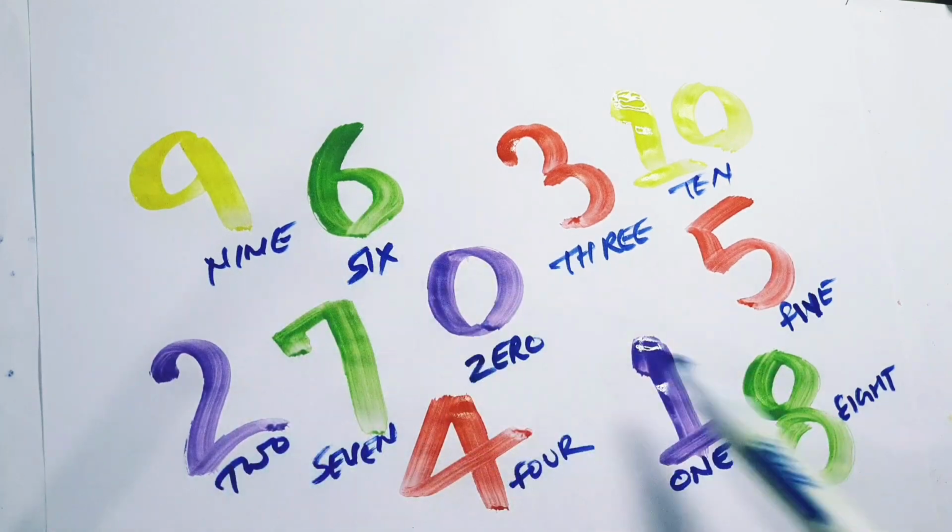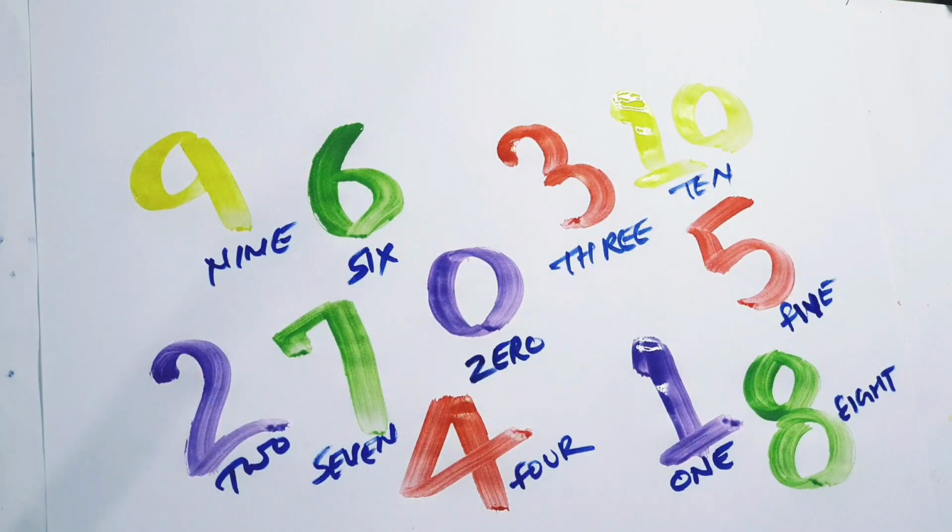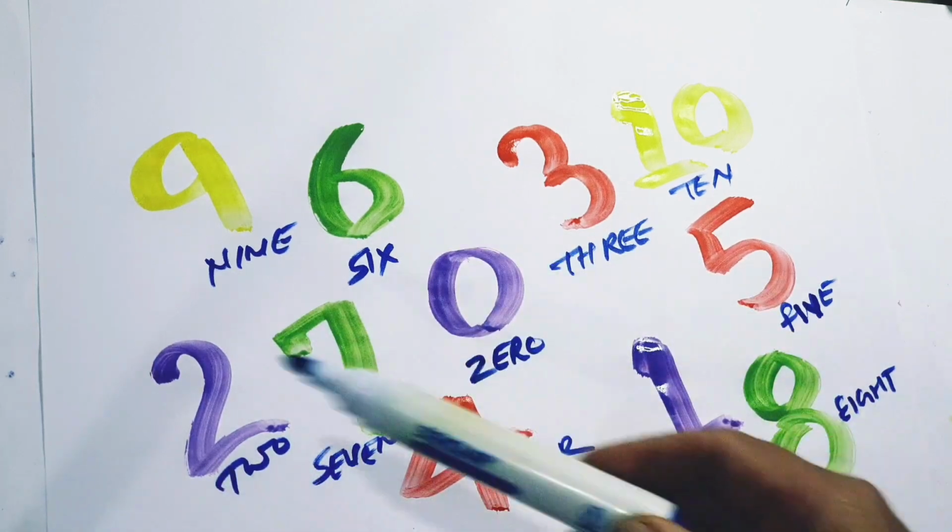Purple color, light green color, red color, yellow color. 0, 1, 2, 3, 4, 5, 6, 7, 8, 9, 10.